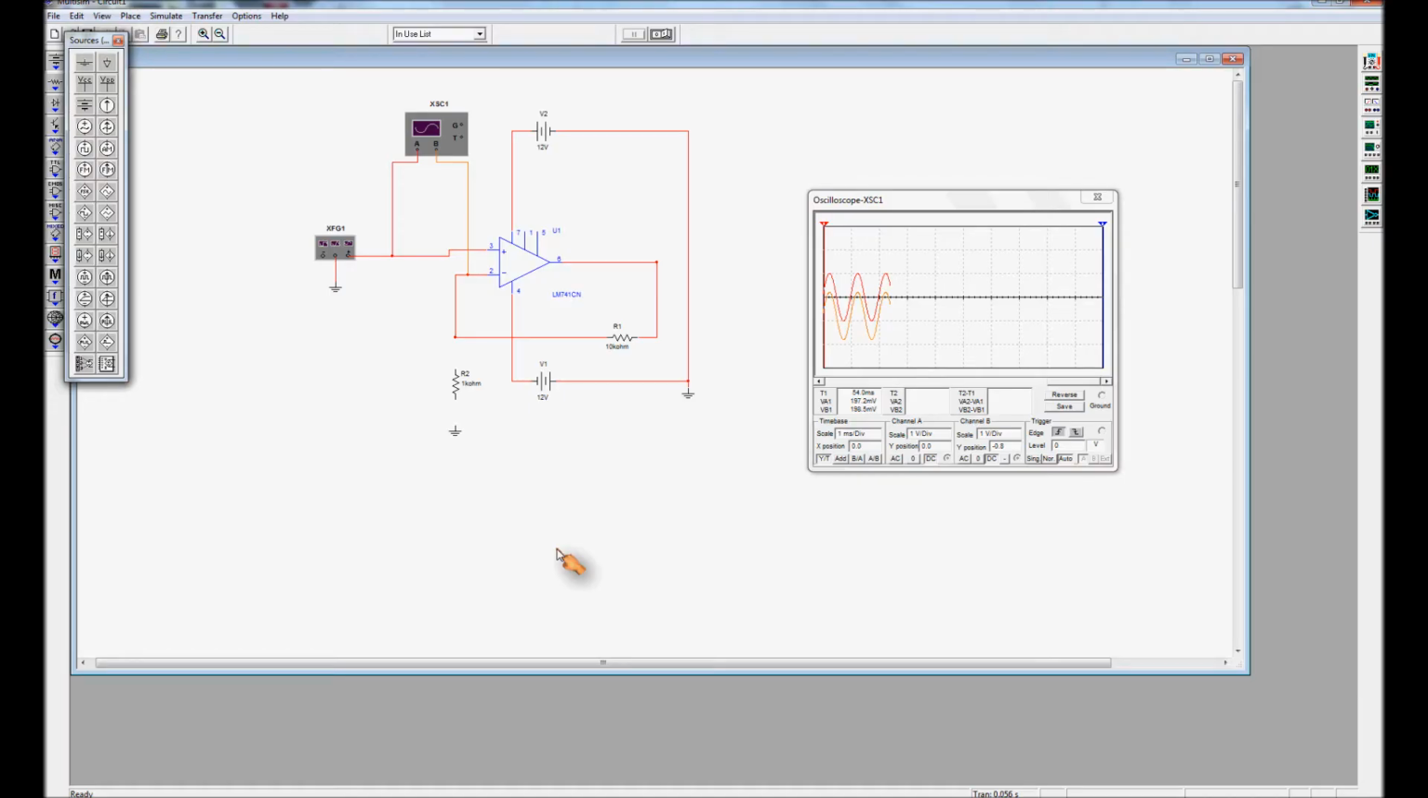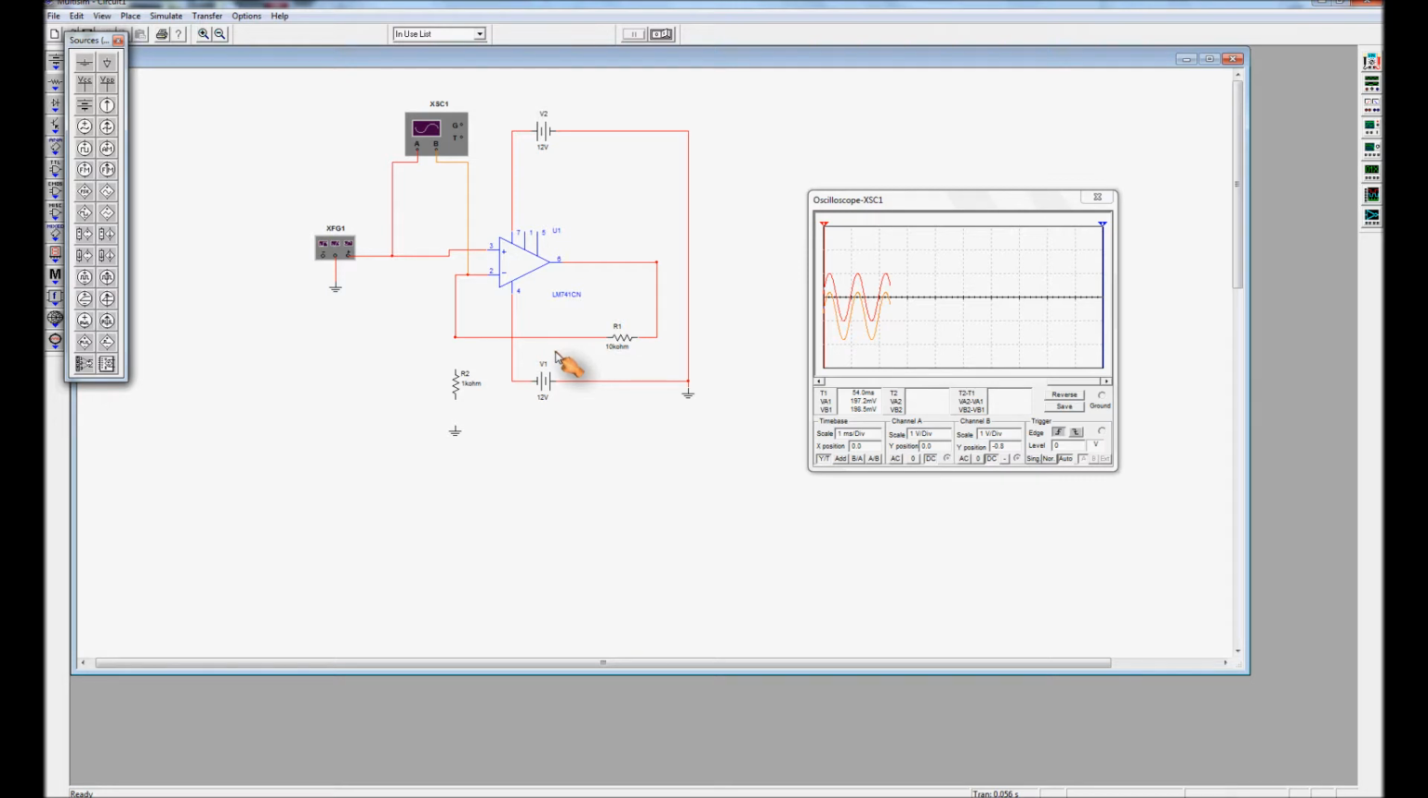Hello and welcome to my simulation of a non-inverting amplifier. To start this analysis, I've got my operational amplifier connected up as a voltage follower. That's where the output is fed back to the inverting input here, except in my version I have a resistor R1, which is 10k.